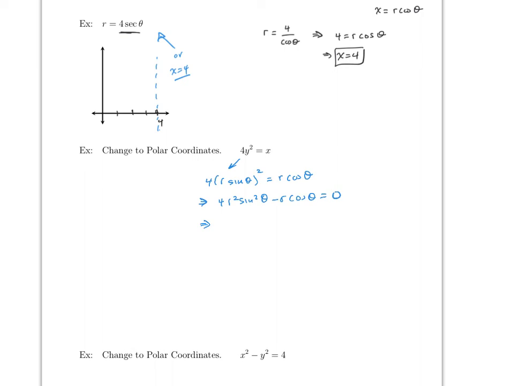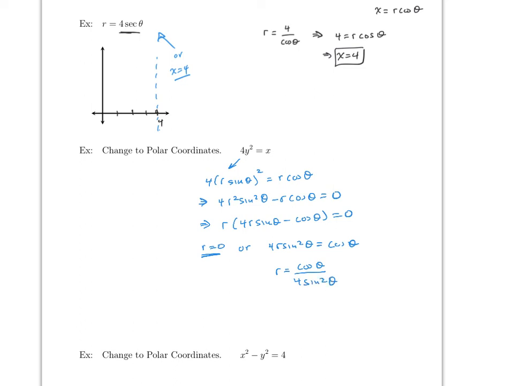And there is not a unique representation for this. You can write it in different ways. Here you can factor the r. So this will be r times (4r sine squared theta minus cosine theta) equals 0. Then r is either 0, or 4r sine squared theta equals cosine theta, which means that r equals cosine theta over sine squared theta.